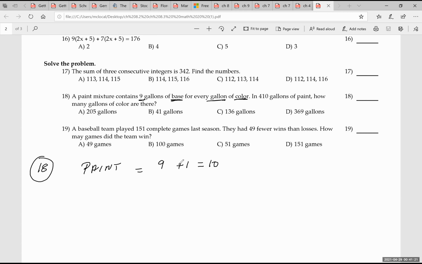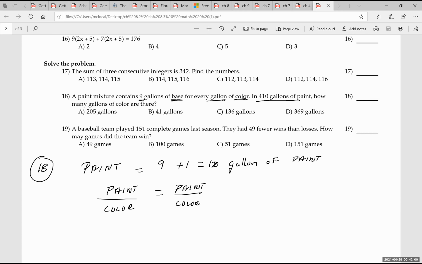Right? You get this? It's important, because it has a base and a color to get the paint. All right. Now they ask you in 410 gallons of paint, how many gallons of color are there? Okay, so let's create a ratio. We have a paint. We have color. And then we have paint. We have a color.